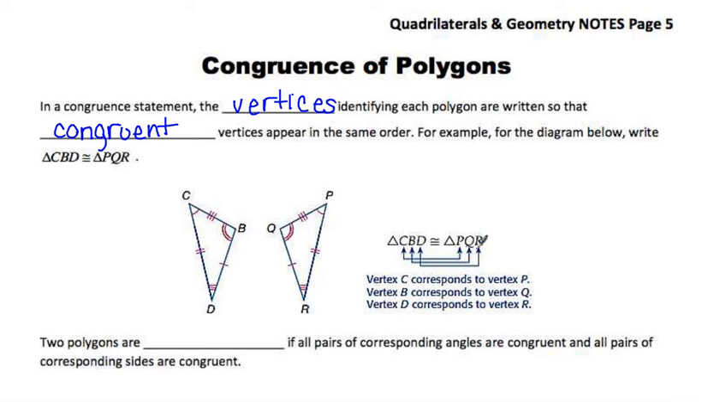D matches with R. So order matters in this case. Two polygons are congruent if all pairs of corresponding angles are congruent and all pairs of corresponding sides are congruent. So if all the sides are congruent, and all the angles are congruent to their corresponding angles in the second shape, the two shapes are proven to be congruent. So that's where our little activity that we did at the beginning of the lesson comes in.